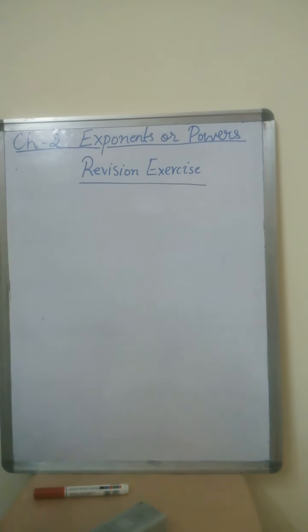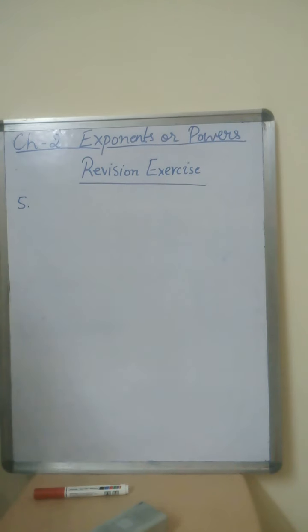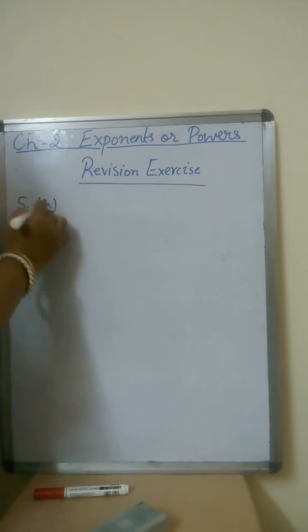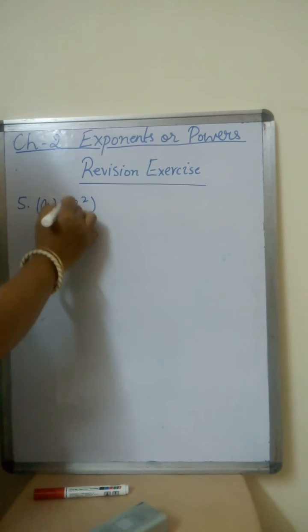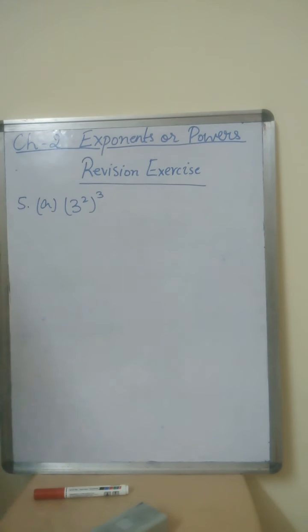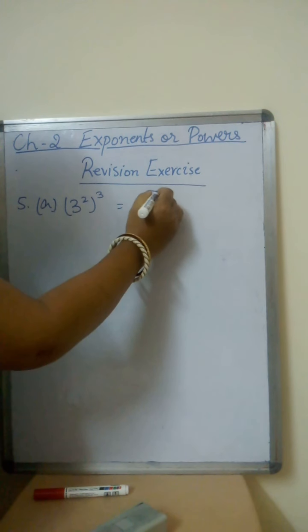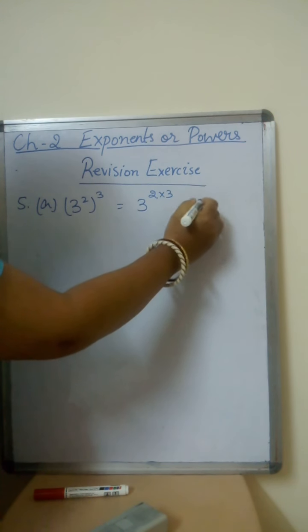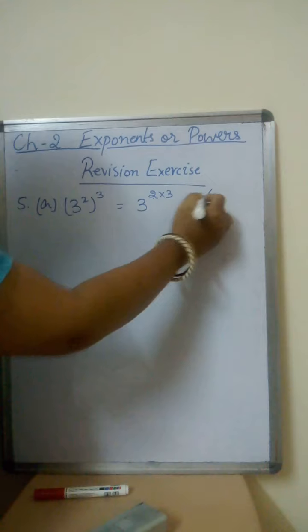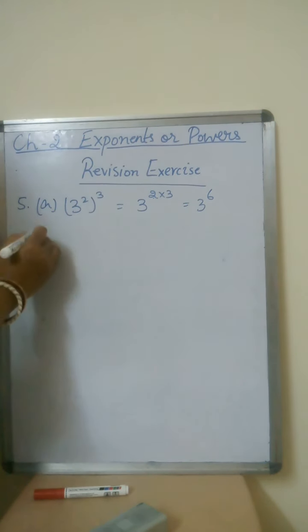Next we come to question number 5. So what is given there in question number 5? Question number 5 says: simplify and express the following in exponential form. Question 5(a) is 3 squared to the power 3. So here what we have to do is multiply 2 into 3. How much is it? 3 to the 6. Our base remains the same, only the powers we are working with.